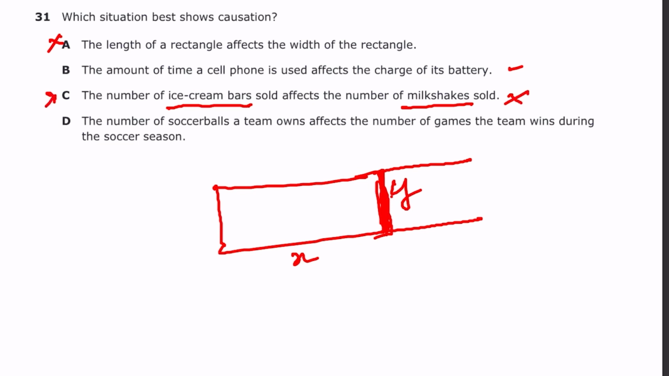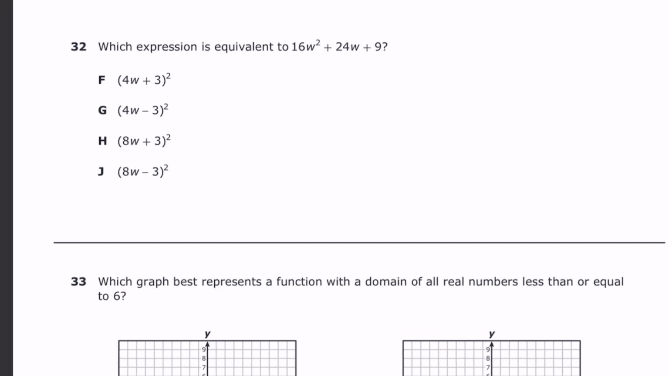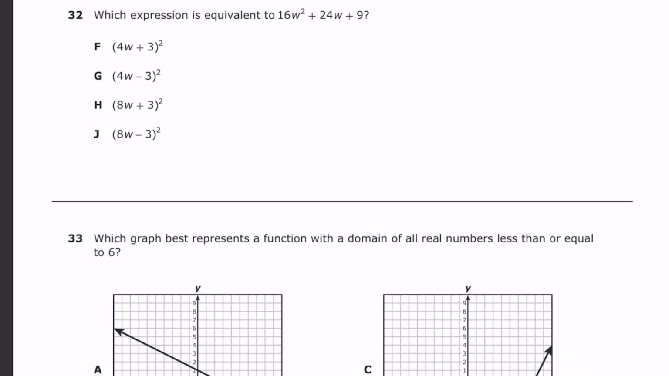Next, the number of soccer balls a team owns affects the number of games the team wins during the soccer season. This is also not a causation, because the number of soccer balls a team owns in no way affects the games the team wins. So this cannot be taken as the option. You can take B, because this is the correct option: the amount of time a cell phone is used affects the charge of its battery, because nowadays everybody is using it and everybody knows that they have to charge it. So definitely that is a causation.